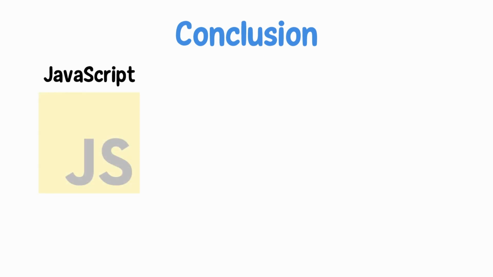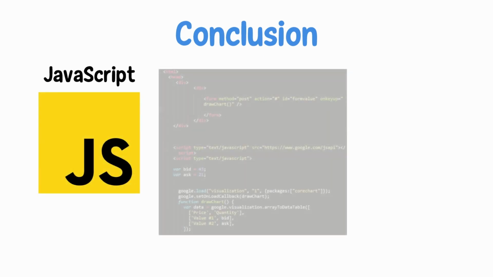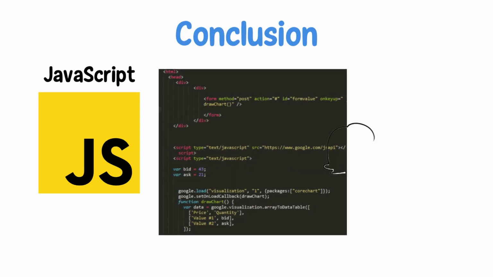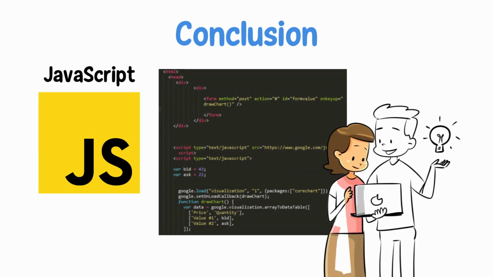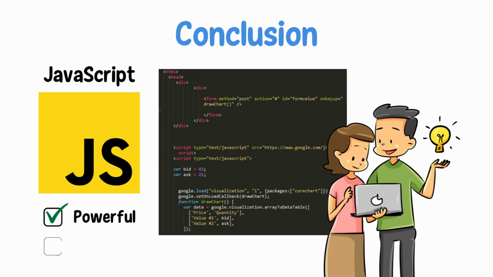In conclusion, JavaScript is a versatile programming language that can be used for a variety of purposes. It is simple to learn for beginners, and there are numerous resources available to assist you in getting started. JavaScript is an excellent choice for a programming language that is powerful and simple to use.